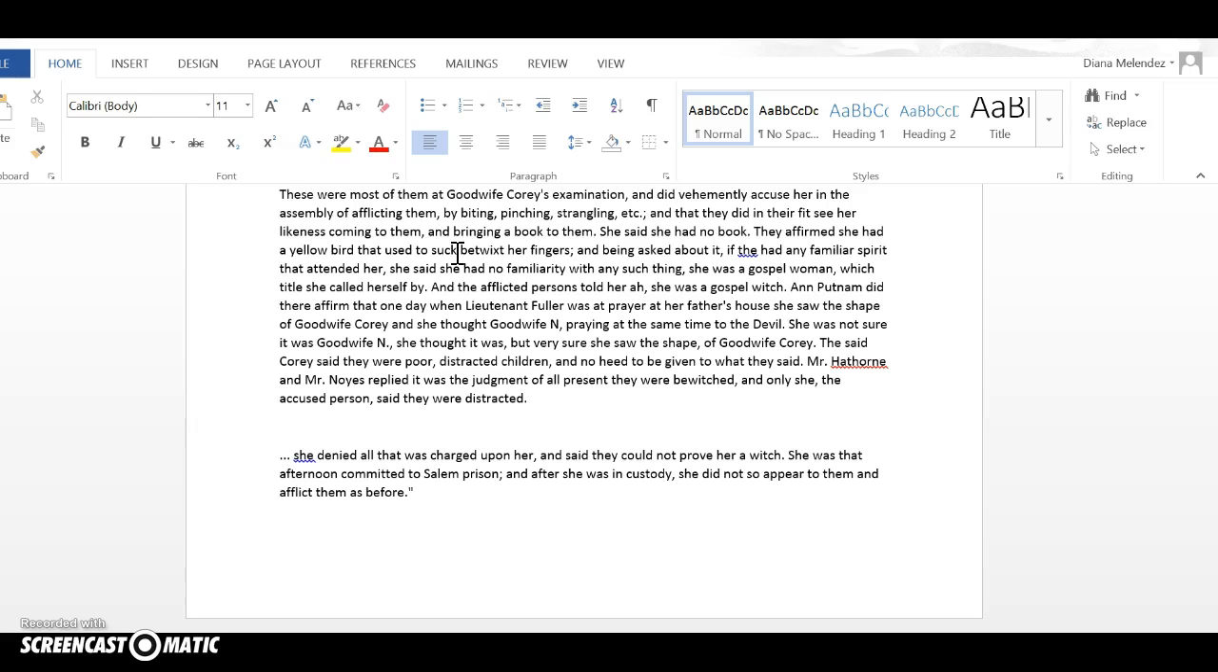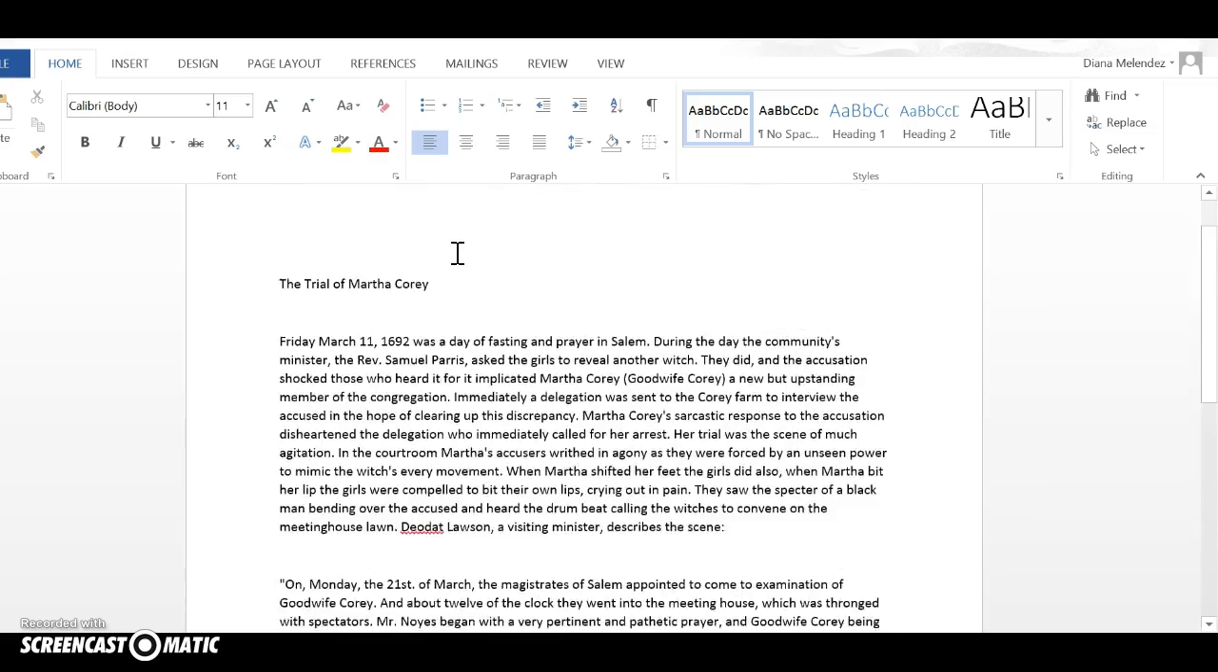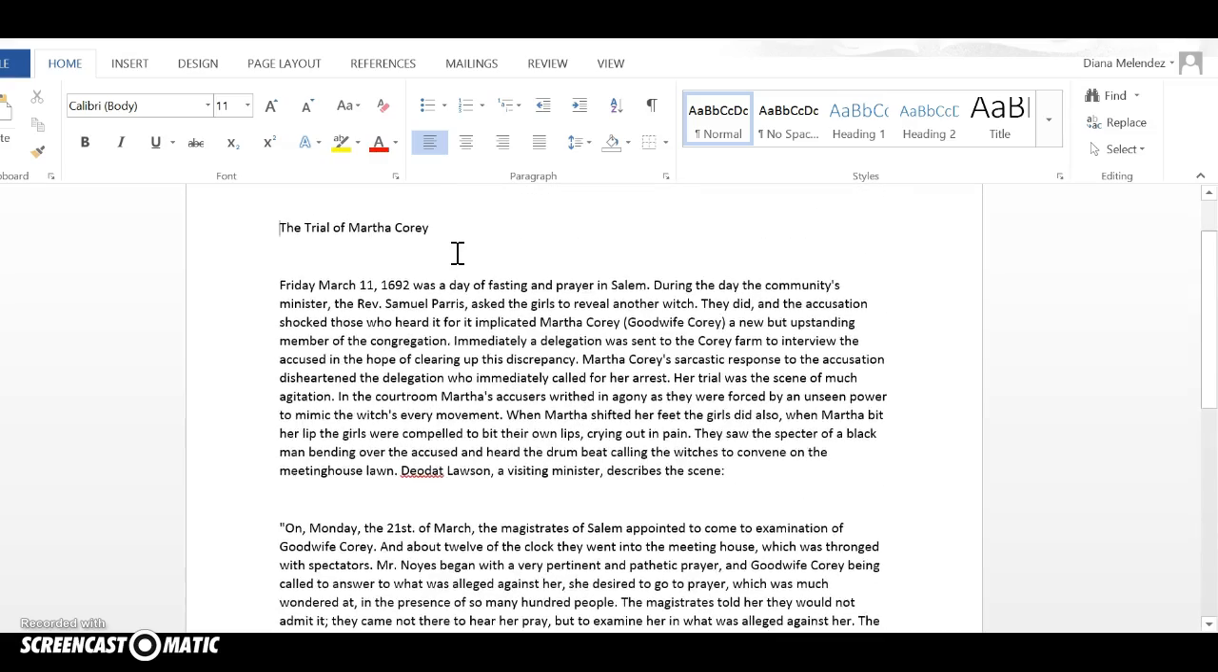So basically this paragraph is saying they didn't believe her, they convicted her of being a witch, and they sent her to prison. Okay, so since this is written in the form of a story, first of all, we can go back to our notes, our author's purpose.